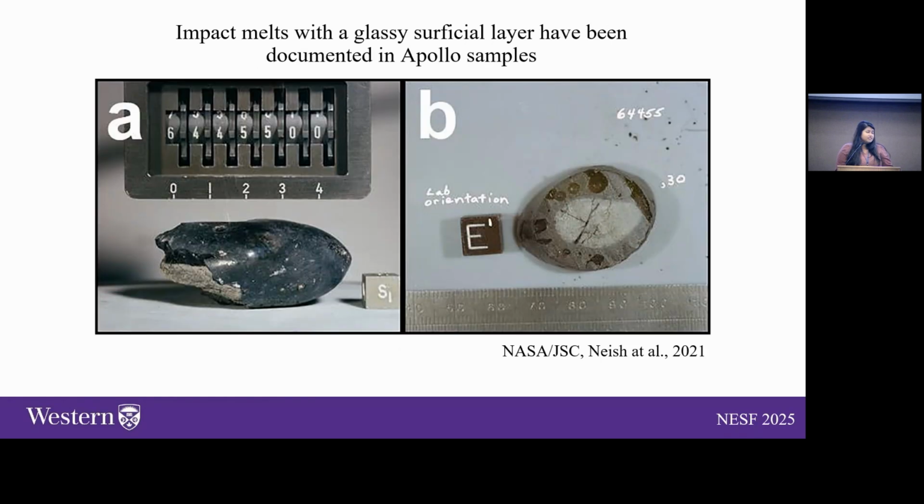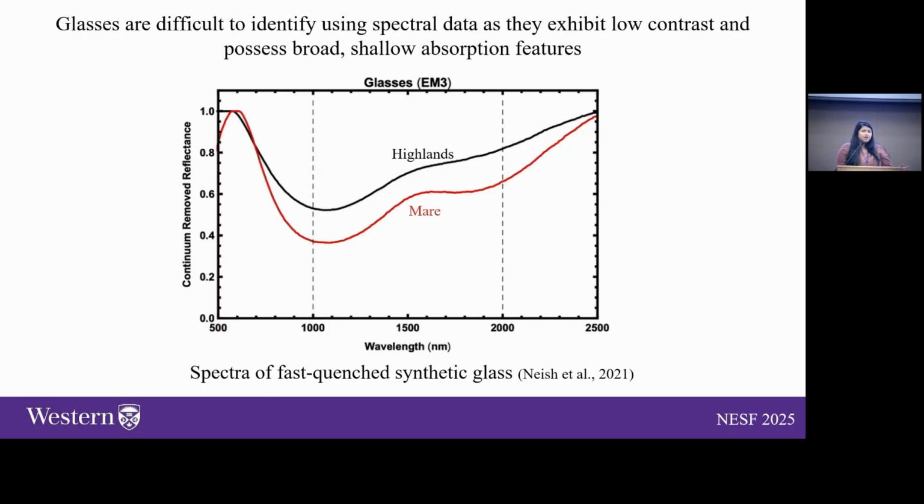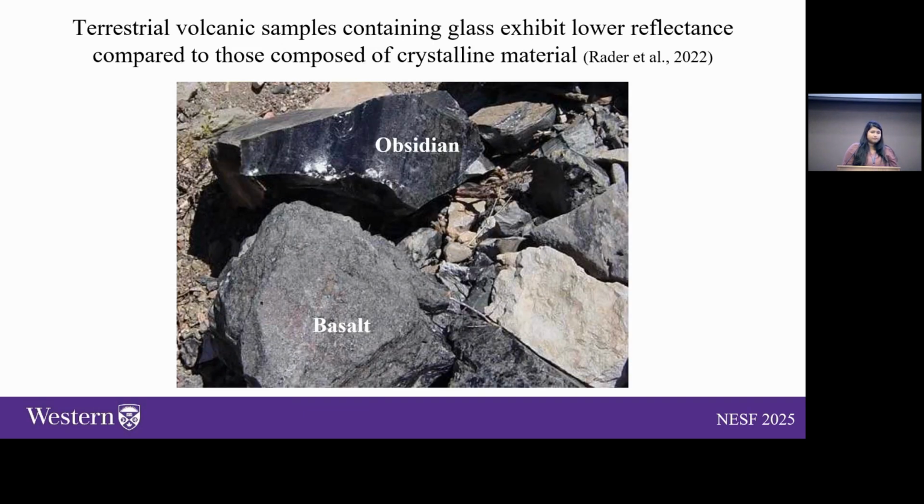Talking about glass, glass is not something that's uncommon on the moon. This is an example of an impact melt rock from an Apollo 16 sample, where we see that the rock is almost entirely covered by black glass. Detecting the presence of glass in impact melt deposits is quite difficult in remote sensing observations because glass has quite broad and shallow absorption features. So it does not have diagnostic absorption bands, which makes it difficult to detect using its spectral signatures in remote sensing observations.